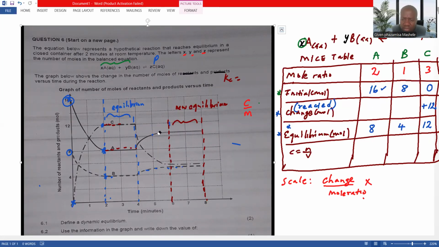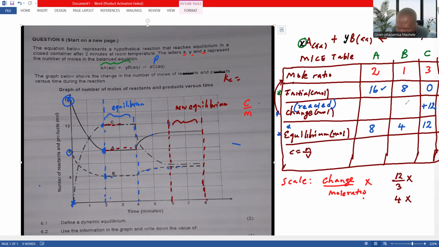We just get any value under change. Do we have any value under change for C? Yes, it's there, it's 12. If we just have one value under change, it will be easier for us to get the answer. So it will be change over its mole ratio. Its mole ratio is 3. We make a scale: change over the mole ratio. 12 over 3, it's 4 times.